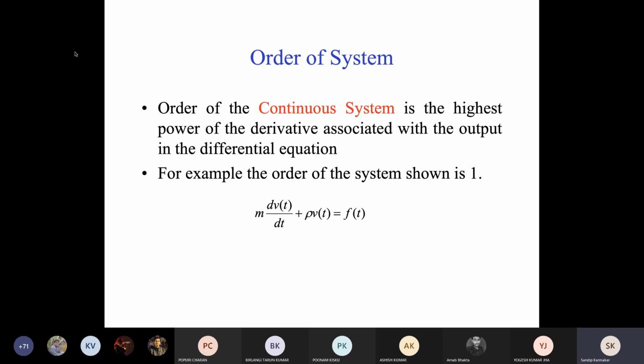Order of a system: the order of a continuous system is the highest power of the derivative associated with the output in the differential equation. So among the differential equation, the highest power of the derivative associated with the output is called the order of the system. For example, m dv/dt plus rho v(t) equals F(t). In this equation, the order of the system is 1 because the output signal's highest power of the derivative is 1.